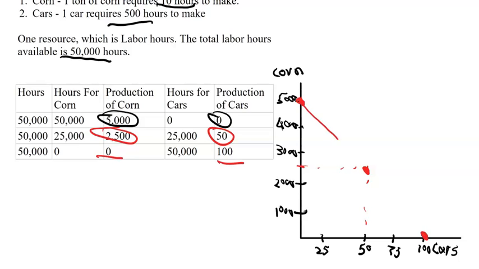When I join these points together, this will be my PPF. So this is now my PPF. Any point on the line is desirable. We call these points efficient.